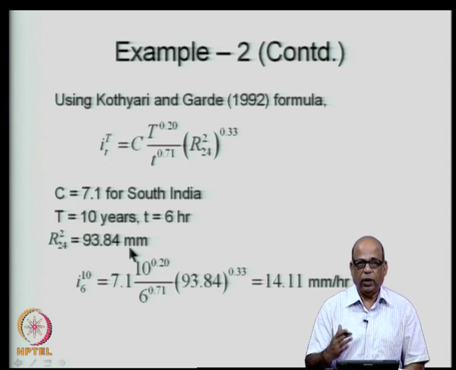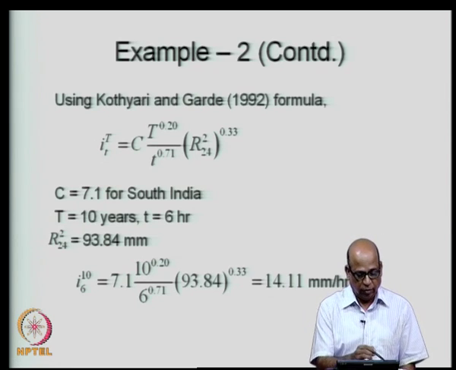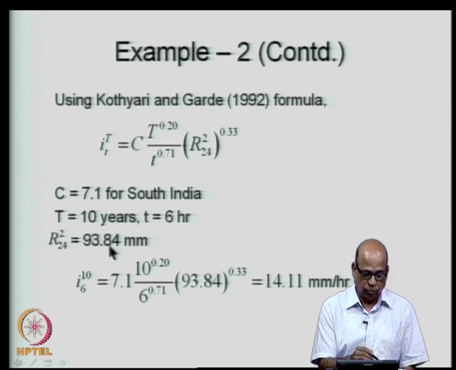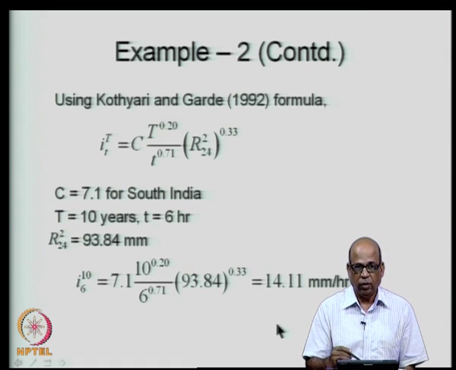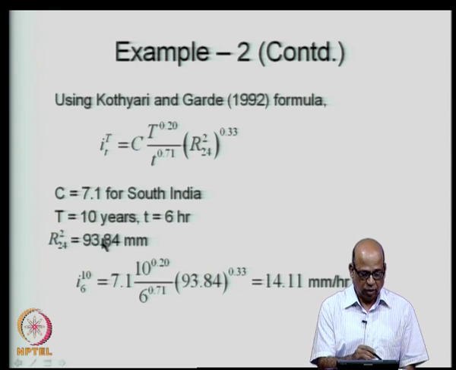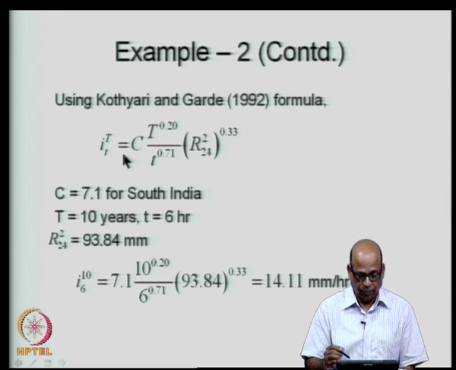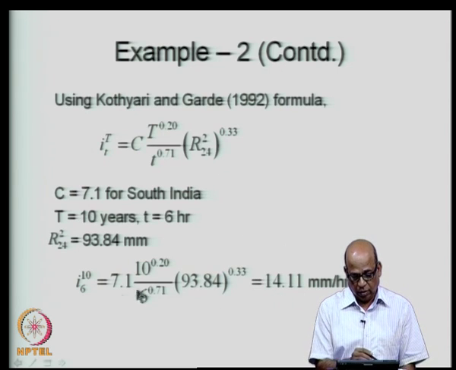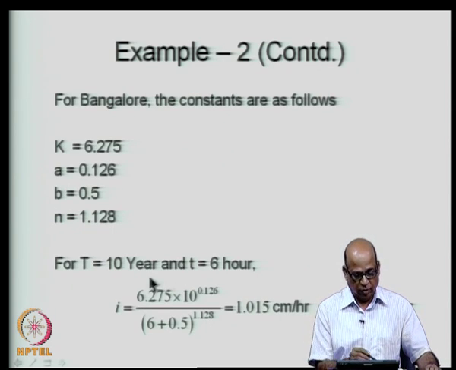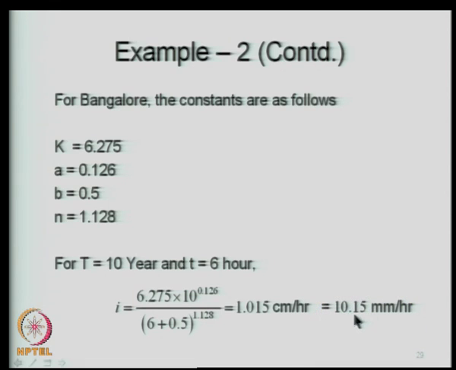However, they have also explained how to obtain these values for R24,2, that is the 24 hour, 2 year return period rainfall value in depth units, for a given data series that you have. So, from that you should calculate this and then substitute in this formula. When we substitute, we get an intensity of 14.11 millimeters per hour. From the earlier relationship, we got an intensity of 10.15 millimeters per hour.